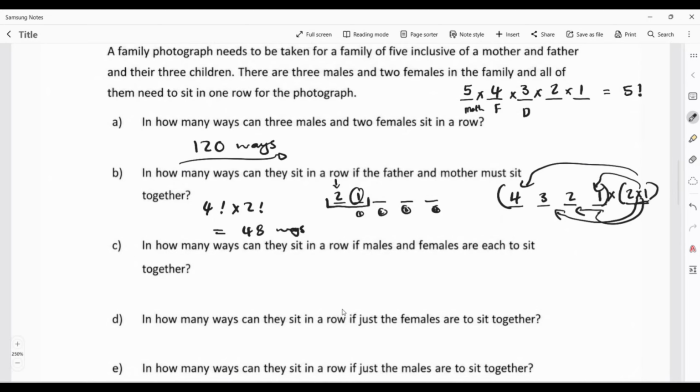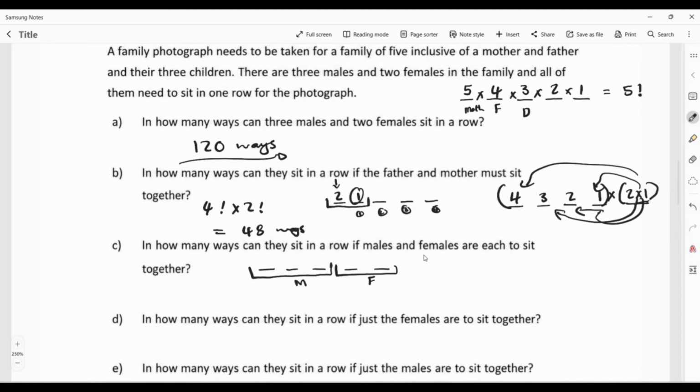Now, let's go to the third question, which is: in how many different ways can they sit in a row if males and females are each to sit together? Yes, so I'm going to open 1, 2, 3, 4, 5, but I'm going to make groups now. There's the group of females, and this is the group of males.